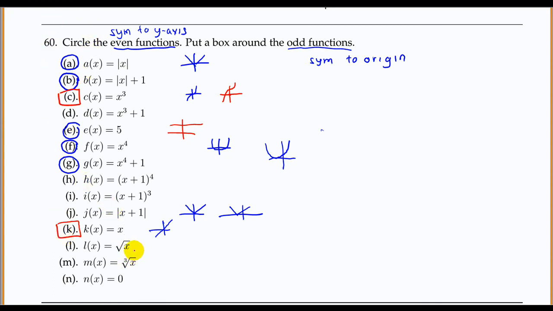Square root of x is like this. It's not symmetrical to any of, it's not even or odd. And x to the 1/3 is similar to that one, but it is also defined for a negative number, so it should be like this. So I believe this is an odd function, and this is both odd and even.